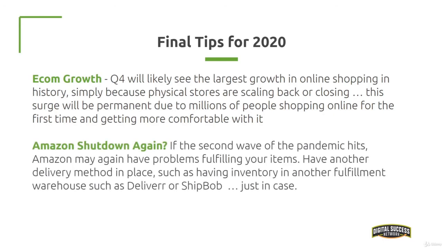You have to wonder if Amazon's going to shut down again, or at least they're already limiting products going into the warehouse. Could get worse, who knows? Especially if the second wave of pandemic hits, they might have problems fulfilling your items. So for insurance, I would have another delivery method in place, such as having your inventory in a 3PL warehouse like Deliver or ShipBob, just in case.